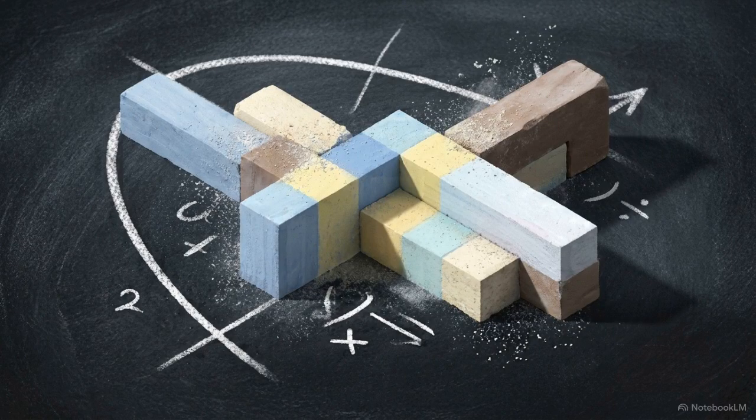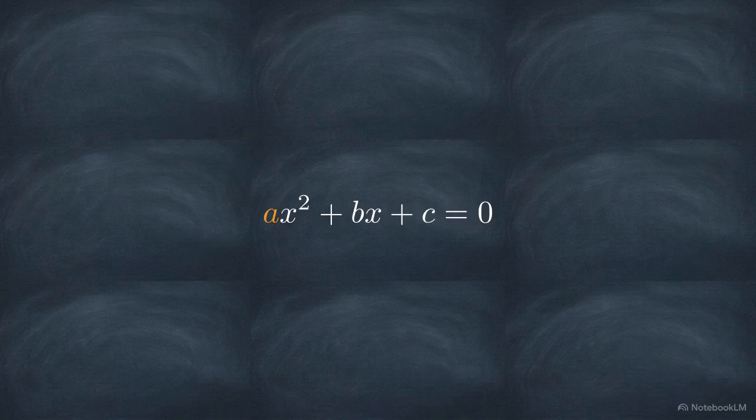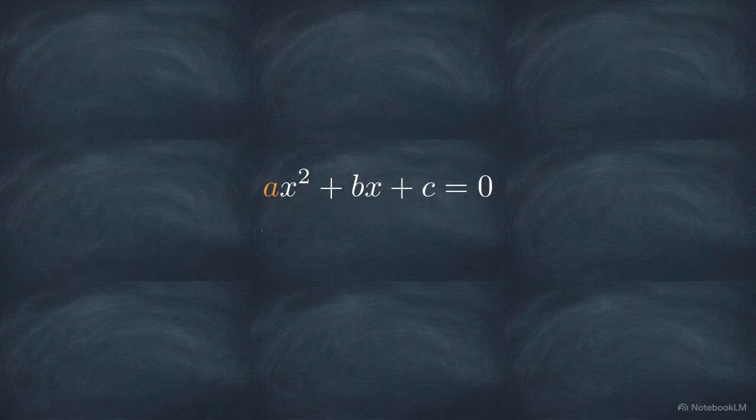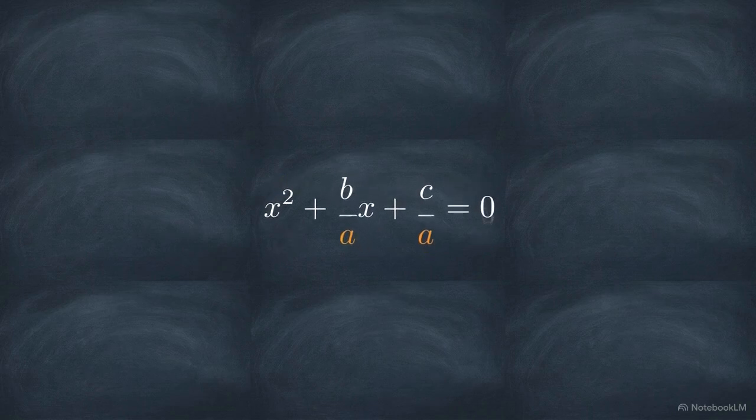To extract x, we have to force this equation into an entirely new structural shape. The first step is to strip away the clutter so the squared term stands completely alone. We do that by targeting the leading coefficient, a. We divide the entire equation by a. The leading a cancels out, leaving us with a normalized equation, x squared plus b over a times x plus c over a equals 0.